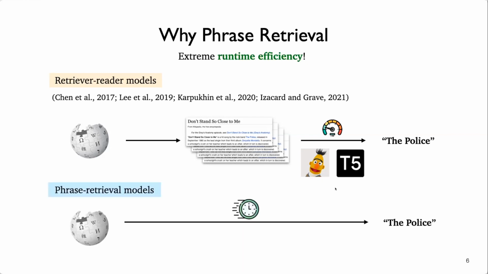But if we can manage to do the first retrieval well, that means we can essentially throw out this second stage, and directly retrieve the final answer from a very large collection of phrases. And this can give us great efficiency at inference time.